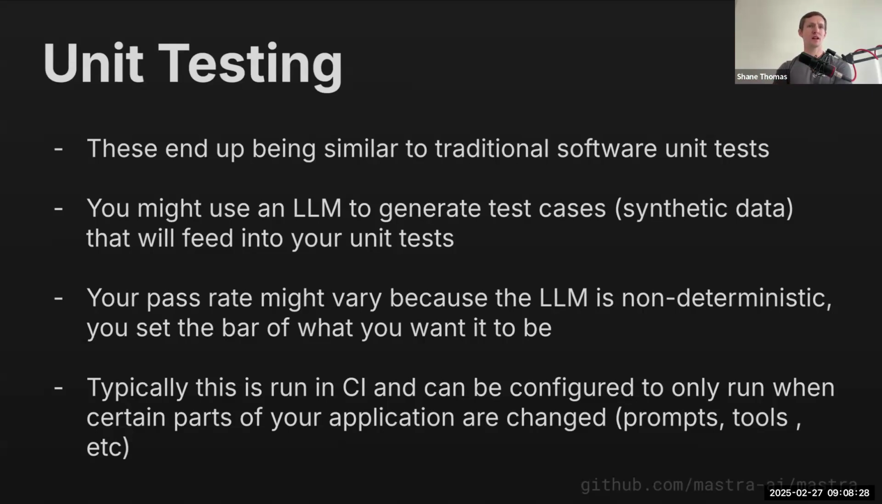During unit tests, you'll often use an LLM to generate test cases, often called synthetic data. And unlike traditional unit testing, your pass rate might vary a bit because the LLM is not deterministic. So you'll set the bar of what you want your pass rate to be, and over time you want to make sure you don't go below that, but know that there'll be some variance because you're not always going to have something with 100% predictability. You'll typically want to run these in CI or part of a process that allows you to validate frequently that this is not going backwards.